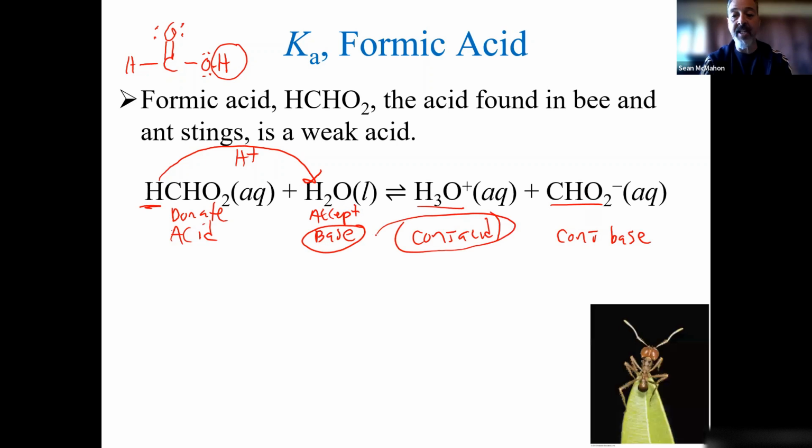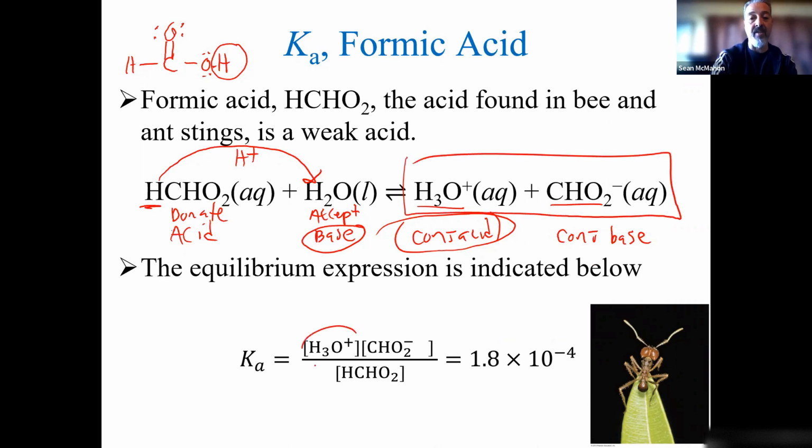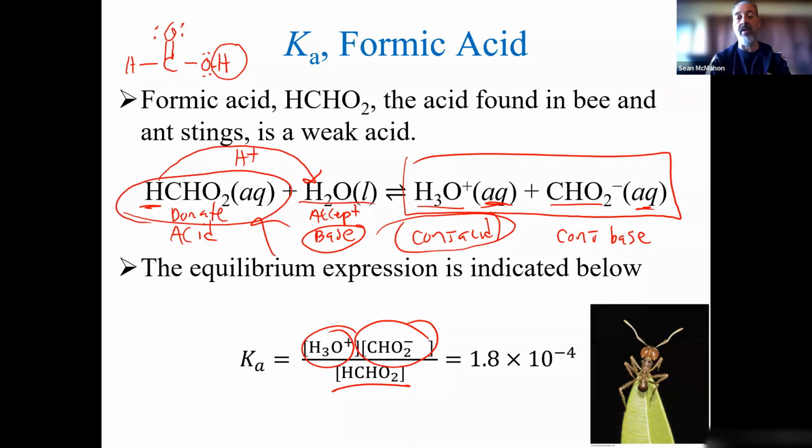So now, can I write a Ka? By the way, this is what we see in bee stings and ant stings. If you ever got stung and it itches and it swells up, it's the formic acid. It's a weak acid. But the equilibrium expression is what? Products over reactants. So my products, the hydronium ion and the formate, they're included because they're both aqueous. And then reactants, I include the formic acid because it's aqueous, but I do not include water.